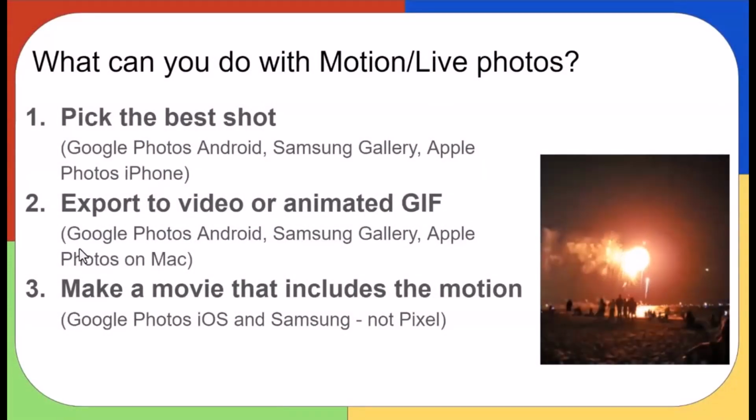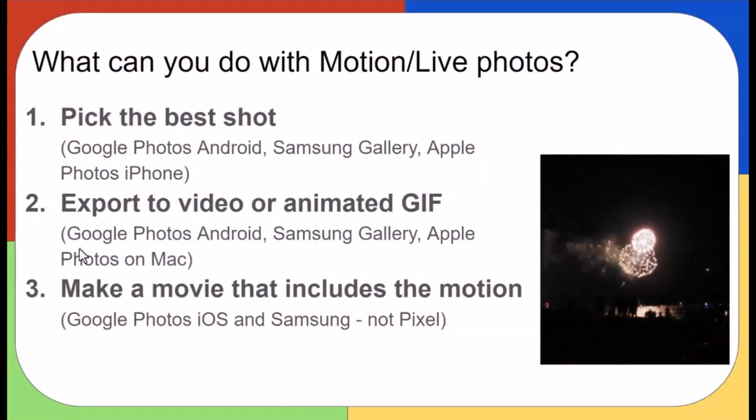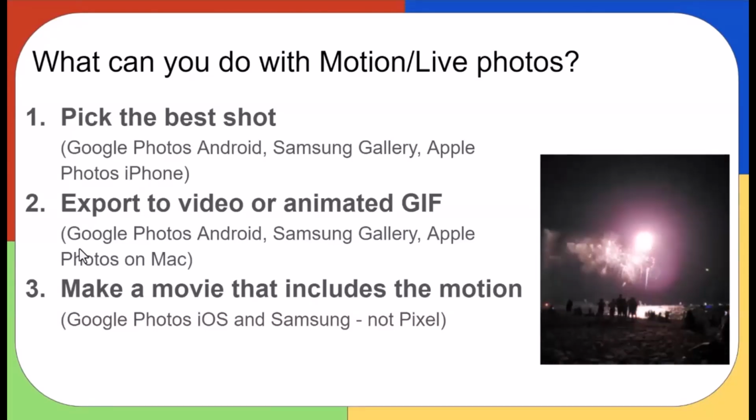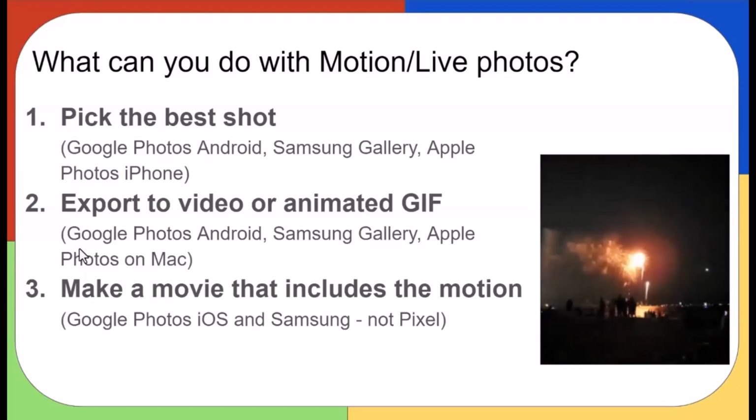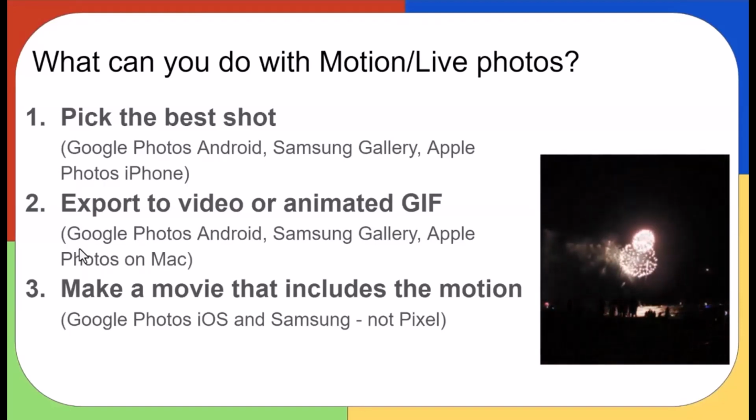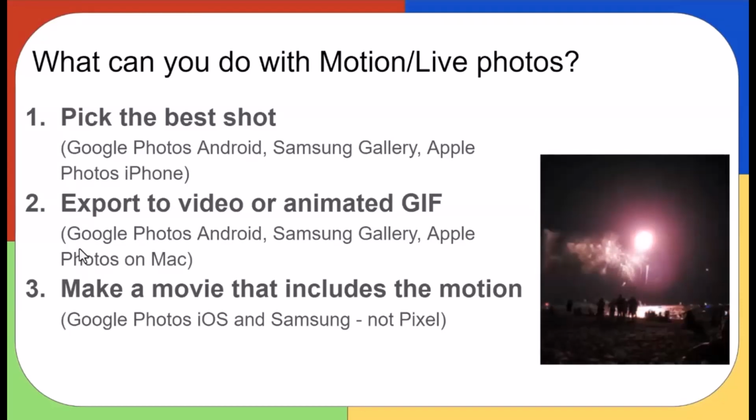You can pick the best shot out of that 3 seconds worth of video. You can export just the video or get an animated GIF. You can make a movie that includes the motion. Now there are some distinctions depending on which phone you have and whether or not you use Google Photos.